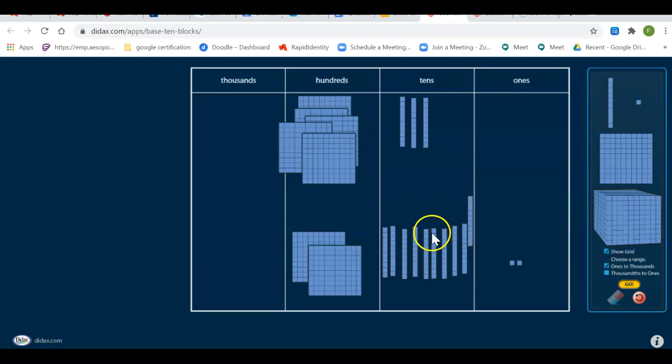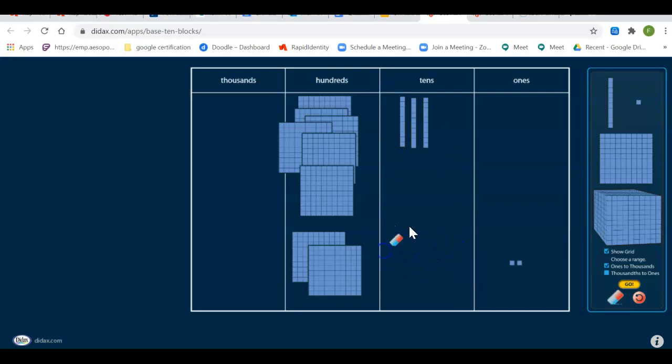It has to be regrouped to 100s. Okay? So I'm going to go ahead and get me 100. I'm going to move it over here. And now I just need to remove these 10s because they've been regrouped. I don't mess with these because they don't add up to be 10. Okay, so I remove those. That leaves 3 in the tens column. And now I've regrouped and put the 100 over here.